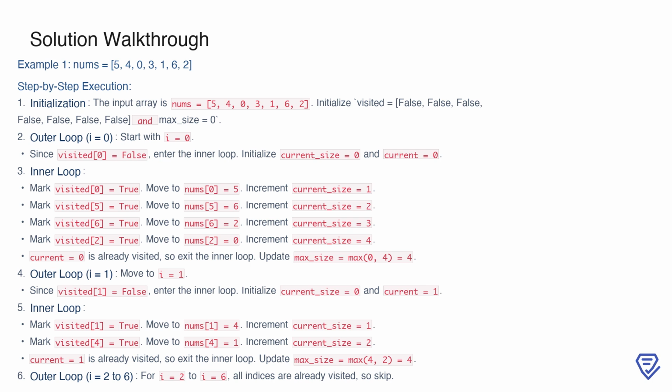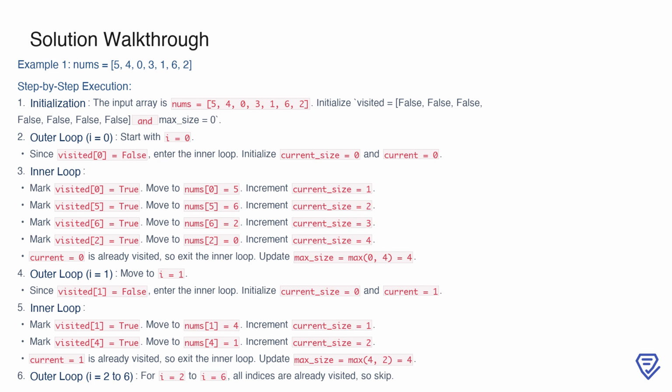Inside the inner loop, we mark visited[1] as true, move to nums[1] equals 4, and increment current_size to 1. Then, we mark visited[4] as true, move to nums[4] equals 1, and increment current_size to 2. At this point, current is back to 1, so we exit this nesting loop. The size of this nesting is 2, but since max_size is already 4, it remains unchanged.